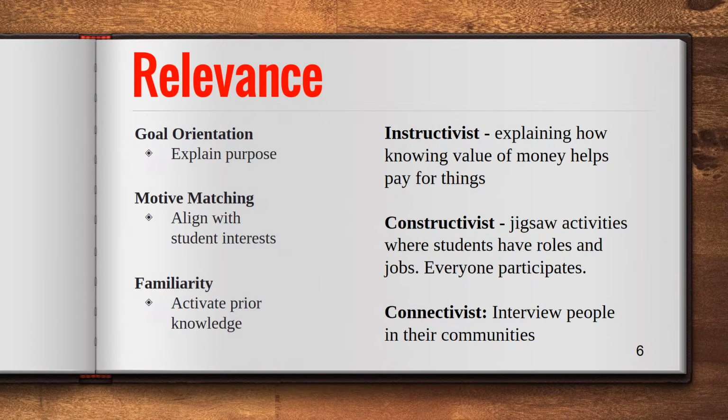Relevance can also be broken down into three subcategories. The first is goal orientation. A strategy for this could be to explain the purpose explicitly to the students. The second subcategory is motive matching, and the strategy is aligning with student interests. The third subcategory is familiarity, which is where you can activate prior knowledge.